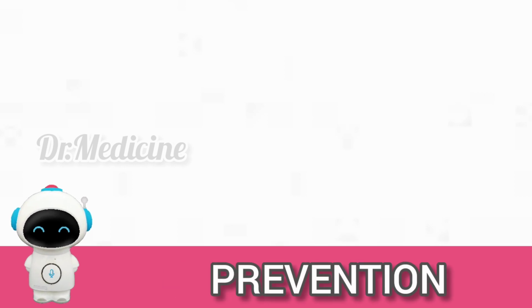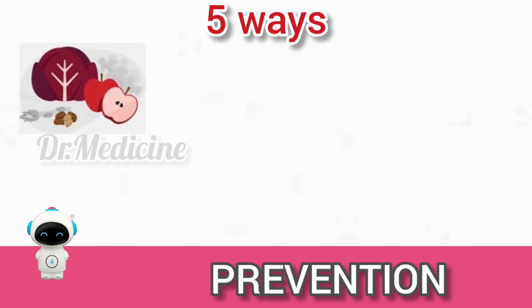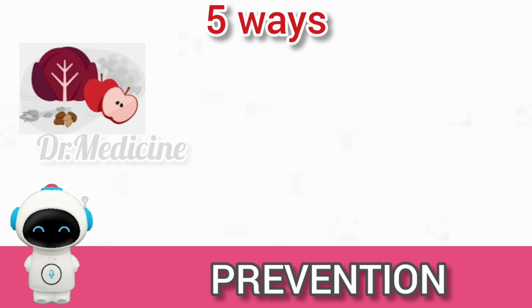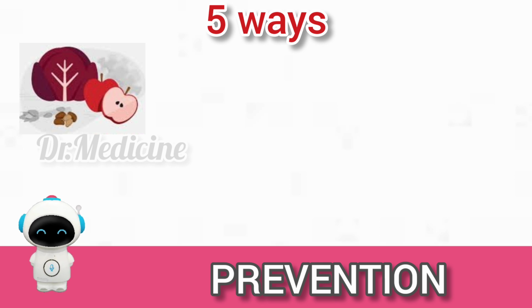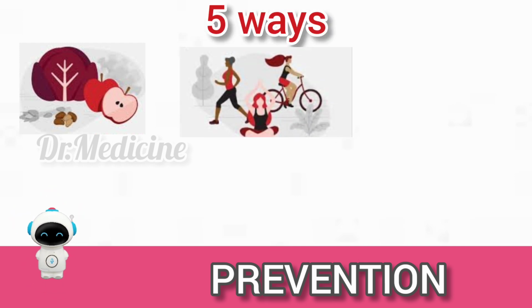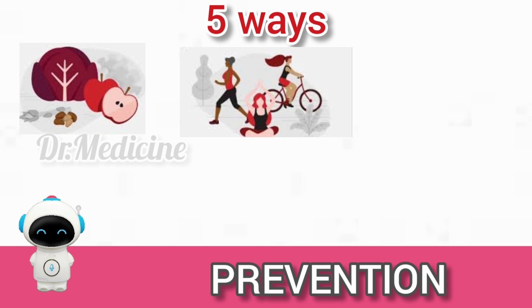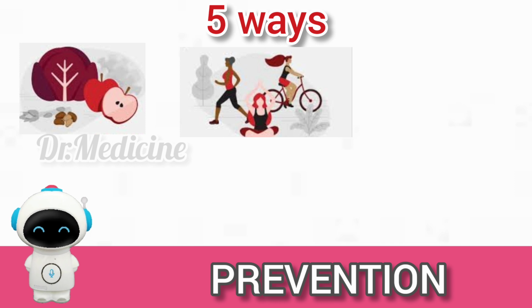And finally, the preventive measures. The 5 ways to prevent heart diseases. 1. Nutrition. Adults should eat more plant-based foods such as vegetables, fruits, nuts, legumes, and whole grains. Minimize processed meat and sweetened drinks. 2. Exercise. Each week, adults should engage in at least 150 minutes of a moderate intensity activity such as brisk walking or at least 75 minutes of vigorous activity such as jogging.